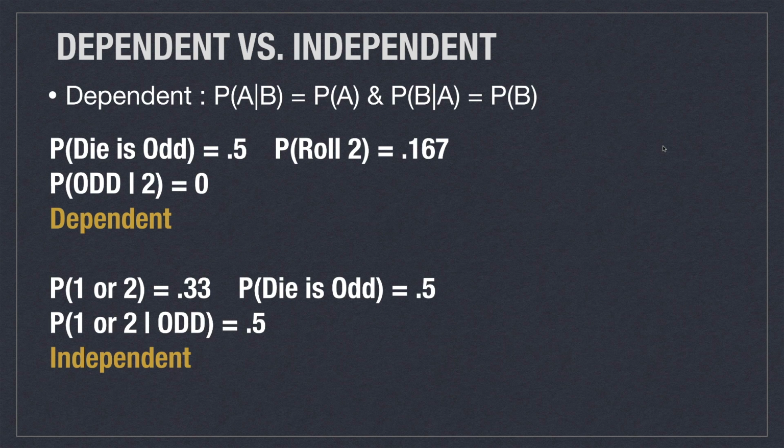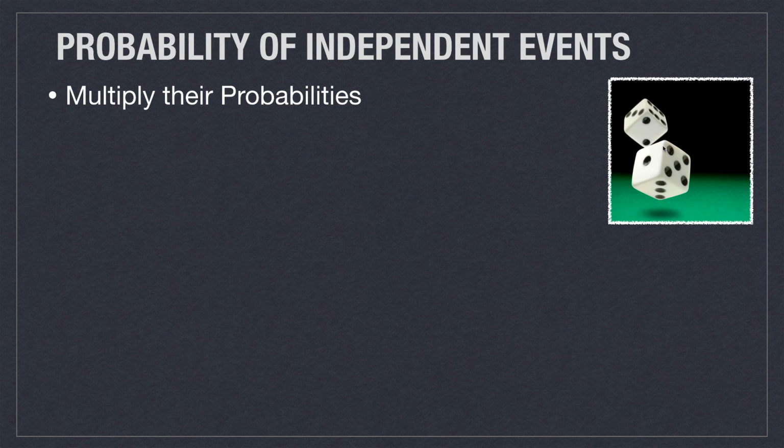So if we know that the probability of a die being odd affects the probability of a dice roll, we see dependence. However, a die being odd doesn't affect the probability of a die roll for either an even or odd dice roll. Now you're going to find probabilities of independent events and dependent events in different ways.